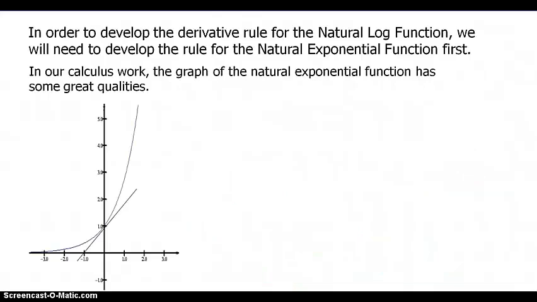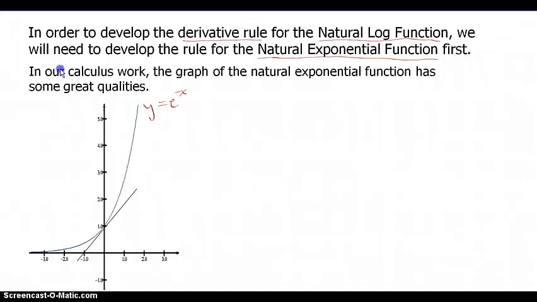All right, so let's look at the graph really quickly of e to the x. In order to develop the derivative rule for the natural log function, first we're going to develop the rule for the natural exponential function. And you'll see why, because we can use implicit differentiation to get to the derivative of the natural log function. So let's look at the graph of y equals e to the x just really quickly.